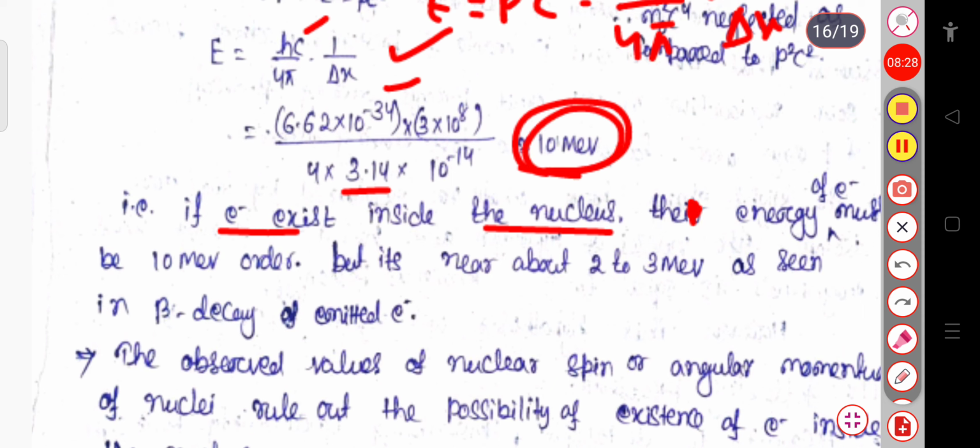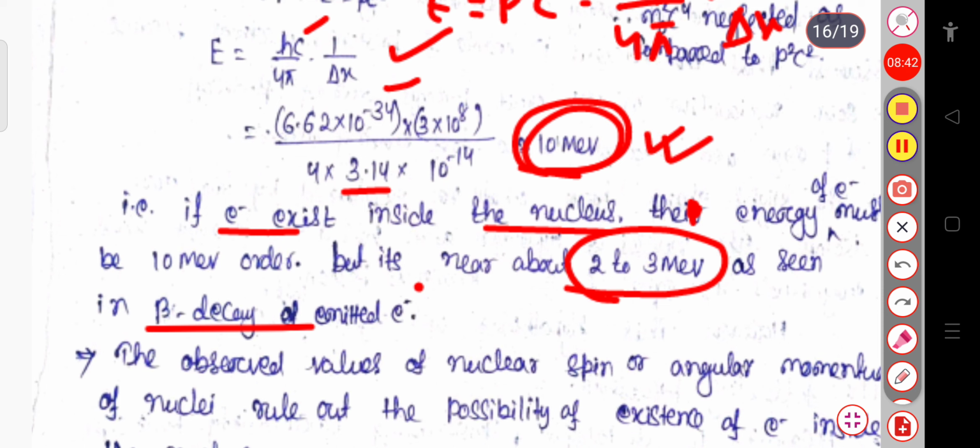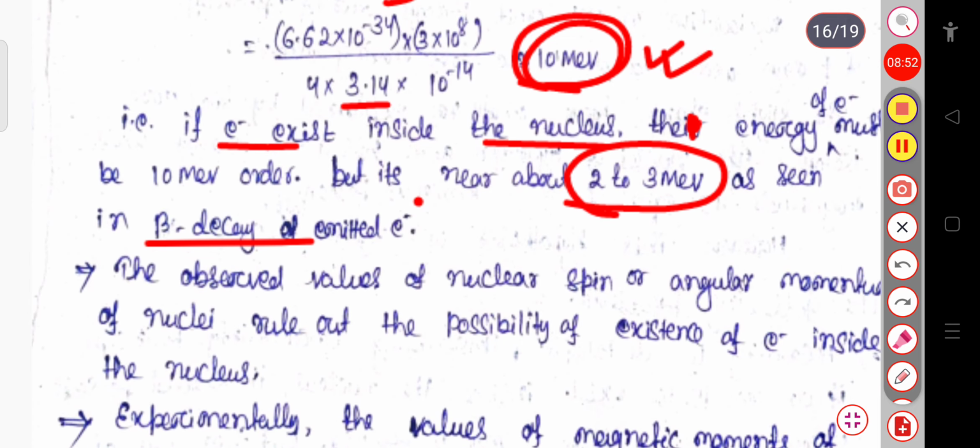But actually in the real case, it is just about 2 to 3 mega electron volt, as seen in the beta decay of the emitted electron. So it is not possible for the electron to lie inside the nucleus, since the energy should be of the order of 10 mega electron volt, because from the mathematical calculation also, if you check, this is your 10 MeV. So this is not possible for the electron to occupy or to lie inside the nucleus.